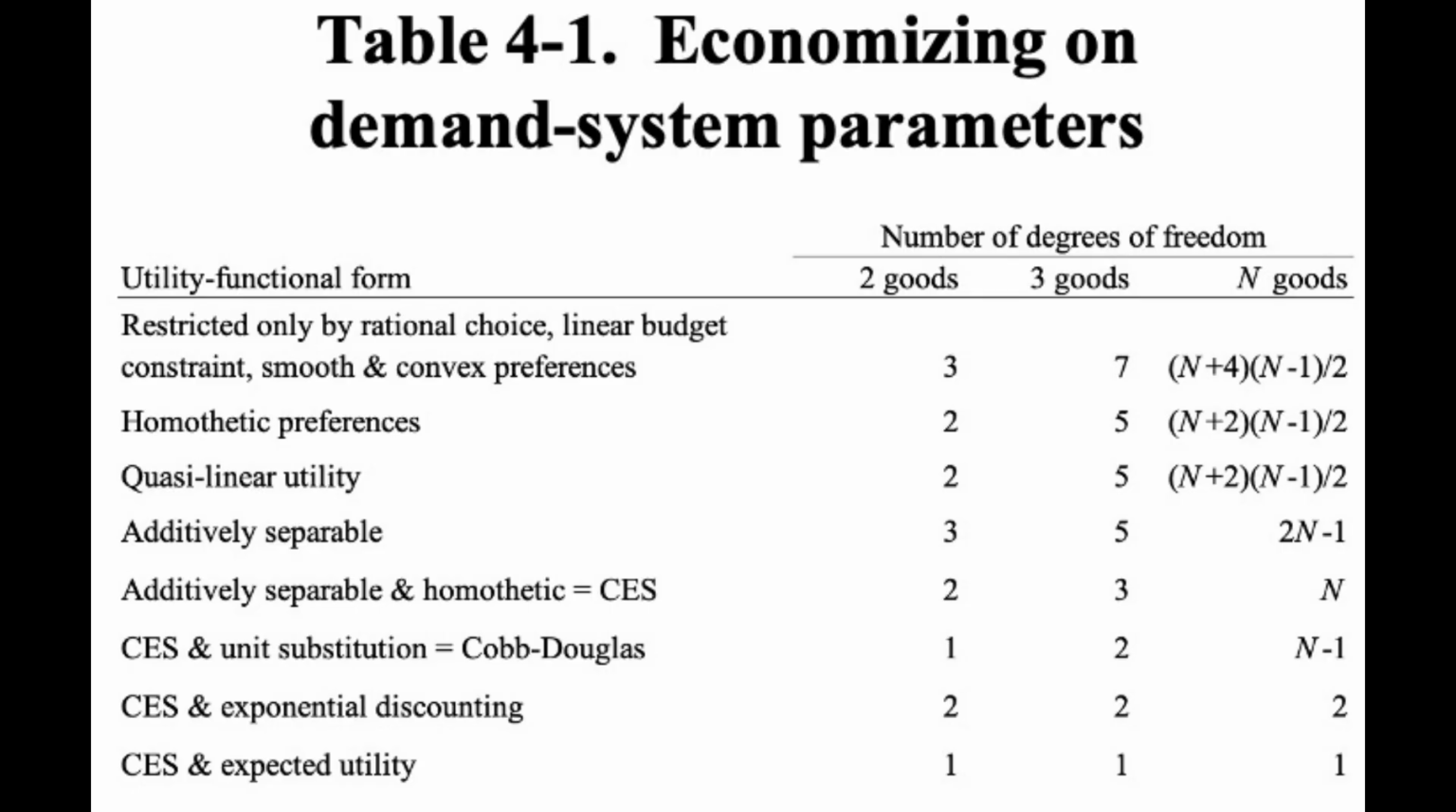In summary, additively separable utility ties cross-price effects to own price effects and links income and substitution effects in a structured manner.